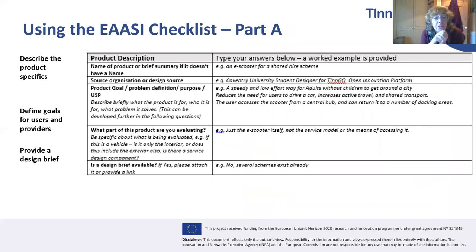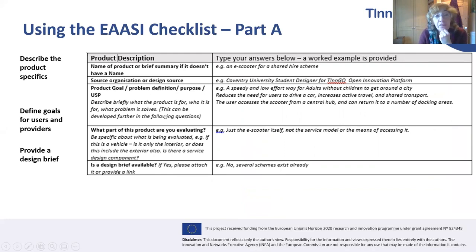So I'm just going to show you very briefly what the checklist looks like. In the left column, these are the things that you have to do. And in the right column, you type your answers. We're providing a worked example so people can get the worked example and copy it. We're also providing a blank sheet so they can start with a blank sheet.